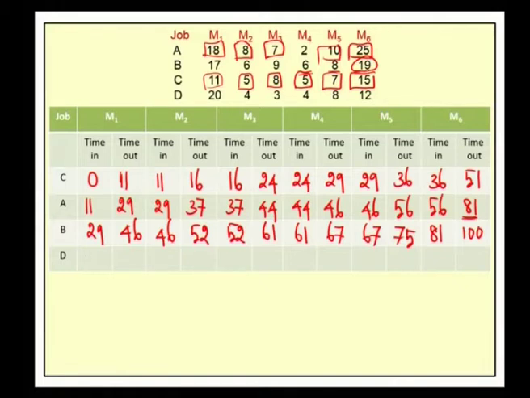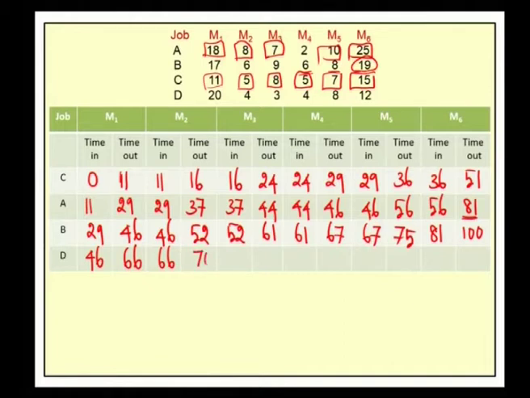The same way, the next job to be done is D. In order to complete D, machine 1 starts its work at 46 hours. It requires 20 hours to complete that job. Therefore, 46 plus 20 is 66 hours. Machine 2 starts its work at 62. It requires another 4 hours to complete the job.